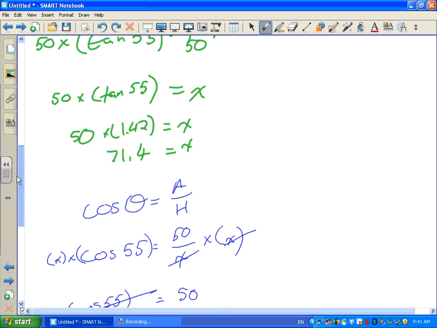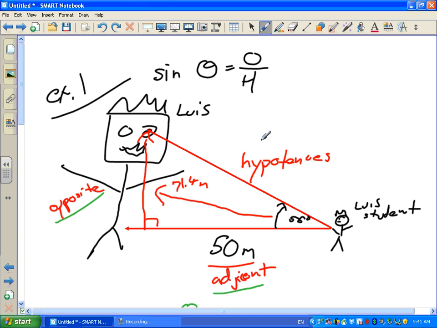So according to this question, guys, Lewis needs to throw the spear 87.7 meters in the air in order to hit the eye of Lewis the Monster, which makes perfect sense because this is the longest side. 87.7 is longer than our adjacent and our opposite sides. So it works out perfectly.